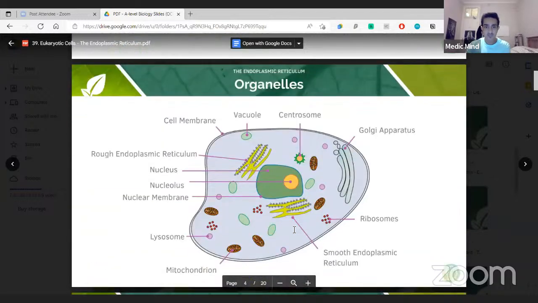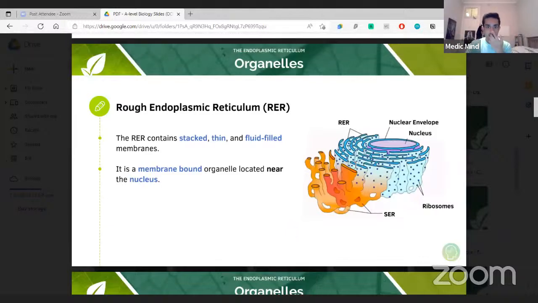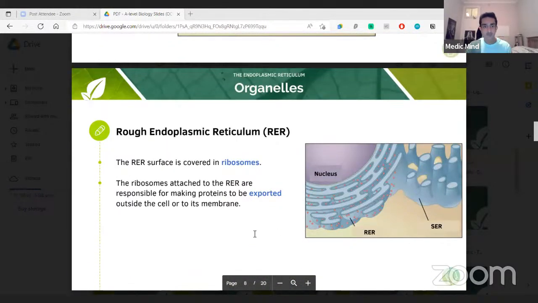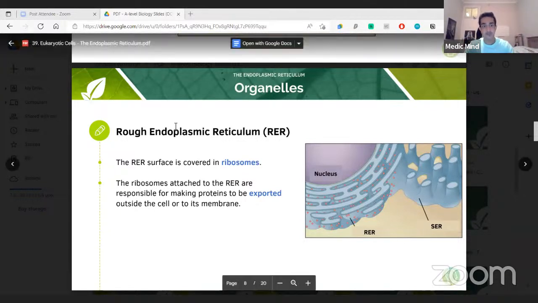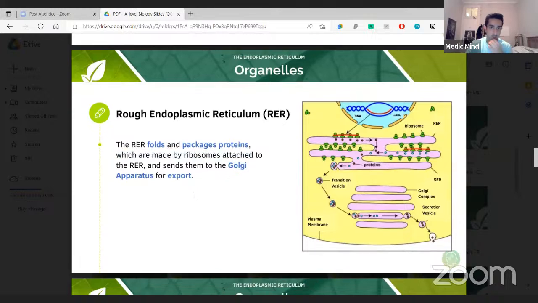Endoplasmic reticulum. You do kind of need to know about this. So rough endoplasmic reticulum, stacks of thin fluid-filled membranes. It's a membrane-bound organelle located near the nucleus. The rough endoplasmic reticulum is covered in ribosomes, and the ribosomes make proteins that are exported outside the cell or for the cell membrane. So if you think going out of the cell, those proteins are made on the rough endoplasmic reticulum. Proteins that are used inside the cell are made on free-floating ribosomes. Really important to note that. The rough endoplasmic reticulum folds and packages proteins, which are made by ribosomes attached to the rough endoplasmic reticulum, and sends them to the Golgi for export.